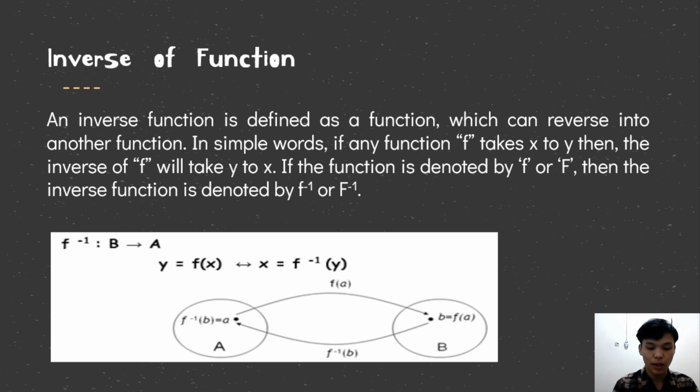For example, f from A to B is a bijective function. The inverse of a function is a function that combines each element of B with exactly one element of A. The inverse of a function is represented by f inverse as shown below.